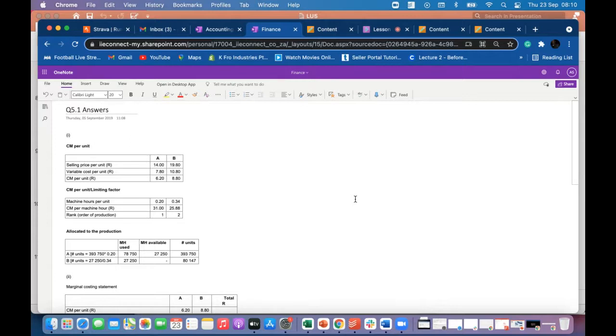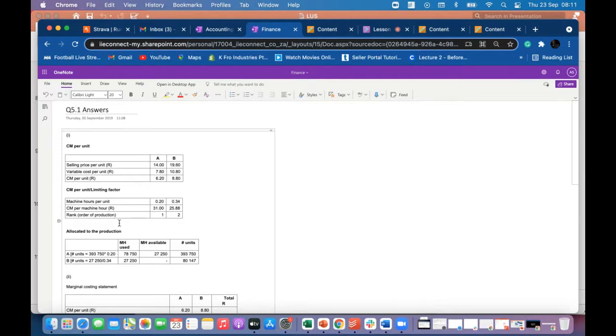So now we can step into doing part one. Part one says: calculate the production quantities of A and B required in order to maximize profits. Right, so first things first, we want to find out what is the marginal income per unit.